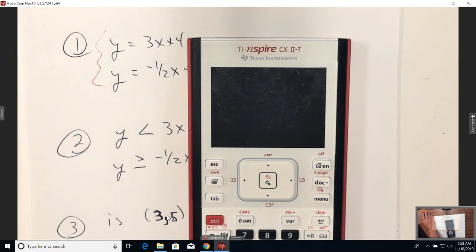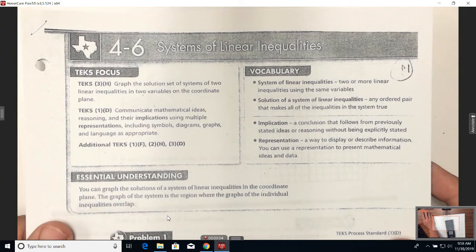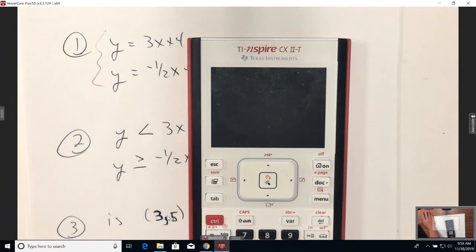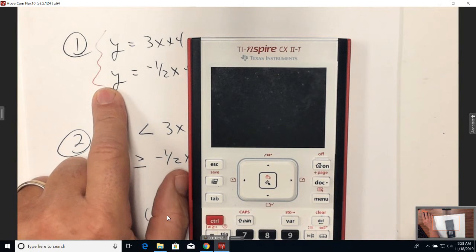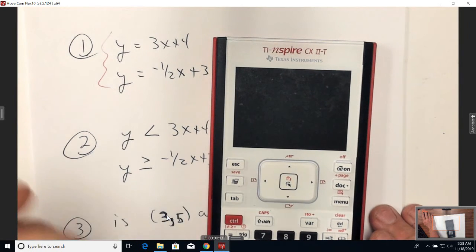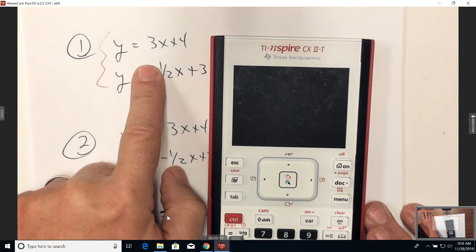Okay, what our lesson is about today is solving systems of linear inequalities. But before we solve systems of linear inequalities, we need to know what a system of equations is and how we solve it. Well, we solve those three ways: by graphing, by substitution, or by elimination. What we want to look at today is how to solve this by graphing.